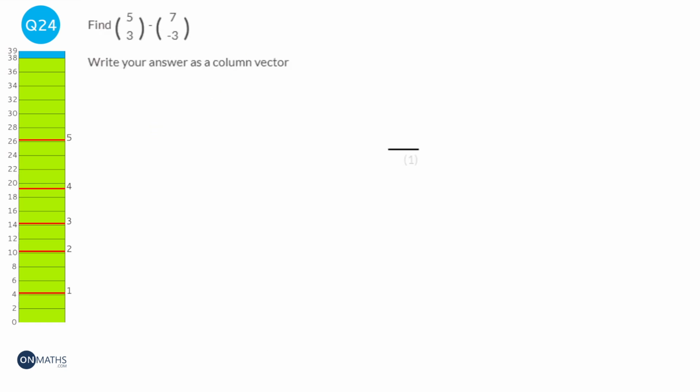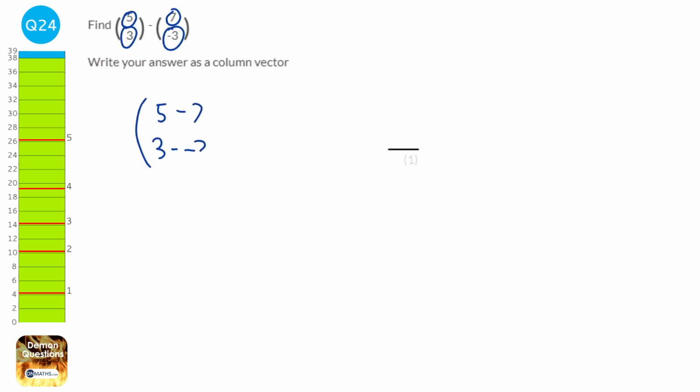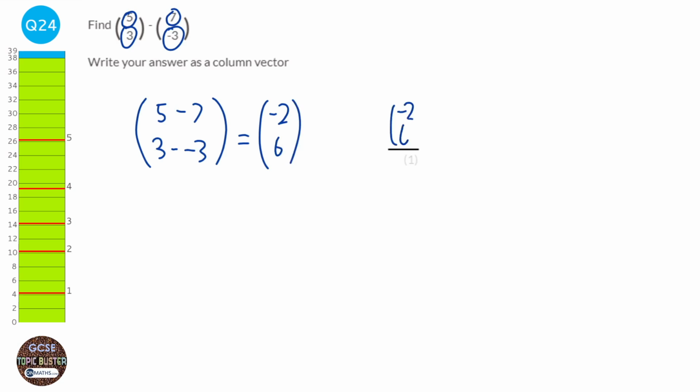So for this question, we're just going to subtract the tops and subtract the bottoms. And so we've got 5 take away 7 at the top, and 3 take away -3 at the bottom. 5 take away 7 is -2. 3 minus -3, well 2 minuses make a plus, so that's going to be 6. So our answer will be -2 at the top and 6 at the bottom.